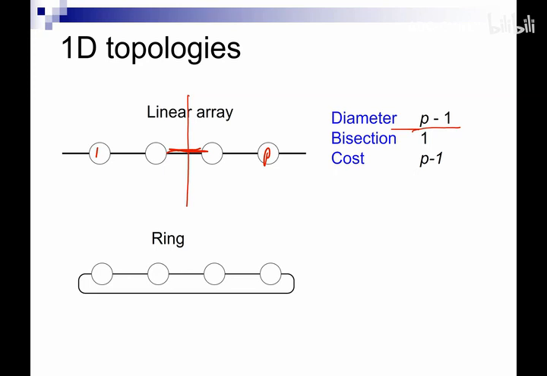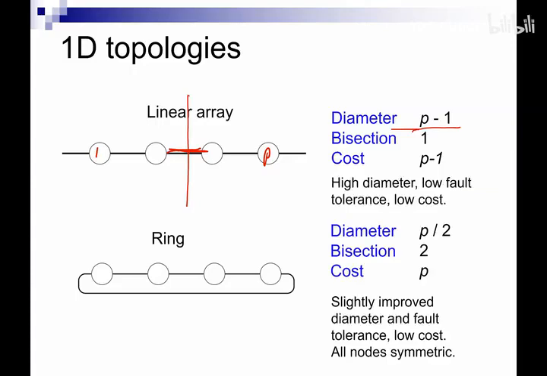Now you can add one additional link to the linear array, and you can get a ring. Here you just connect the first processor with the last processor. When you do this, you're going to improve your diameter, because now if you have p processors, then the diameter becomes basically p over 2. You also improve the bisection width because now you need to cut 2 links in order to split the network in half, so the bisection width goes from 1 to 2. And the cost is still small because we just added one more link. So now the cost is p.